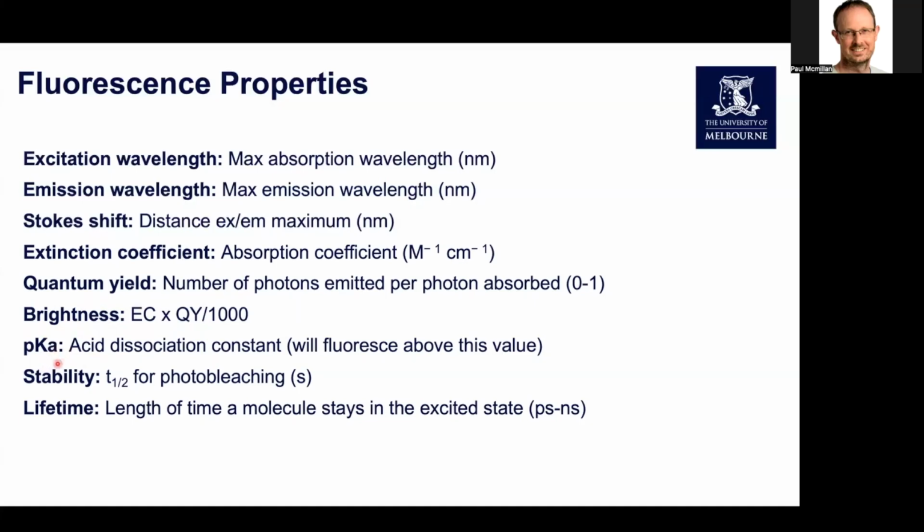pKa can be a really important one if you're looking at things in acidic vesicles, for example. This is the acid dissociation constant. So the molecule will only fluoresce above this value, which is the pH.